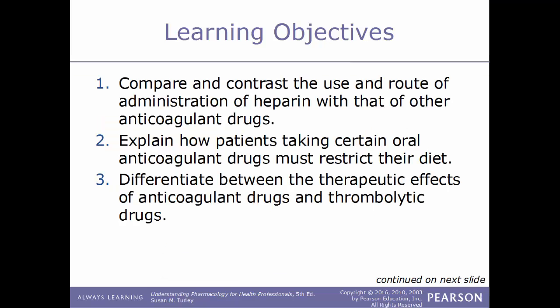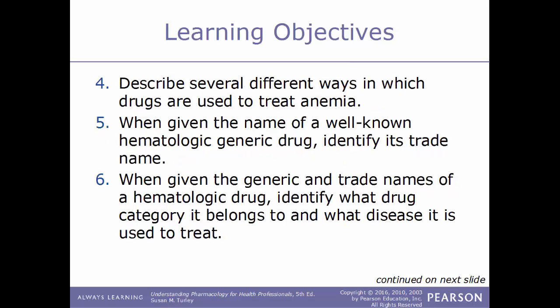Learning objectives for this chapter: compare and contrast the use and route of administration of heparin with that of other anticoagulant drugs. Explain how patients taking certain oral anticoagulant drugs must restrict their diet. Differentiate between the therapeutic effects of anticoagulant drugs and thrombolytic drugs. Describe several different ways in which drugs are used to treat anemia.